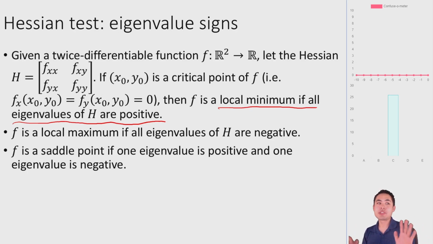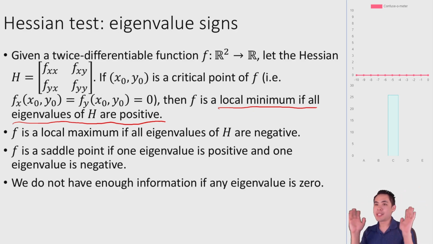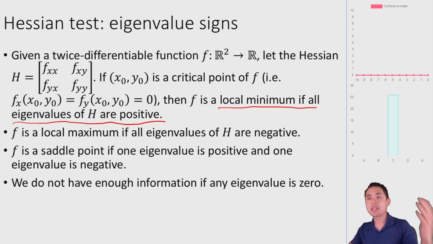We can also say that something is a saddle point if one eigenvalue is positive and one eigenvalue is negative, because it goes up in one direction along one axis and goes down along a different axis. Again, this test doesn't always work. We don't have enough information if any one of the eigenvalues is 0. But as long as both eigenvalues are non-zero, this tells you it's a local minimum if both are positive, a local maximum if both are negative, and a saddle point if one is positive and one is negative.